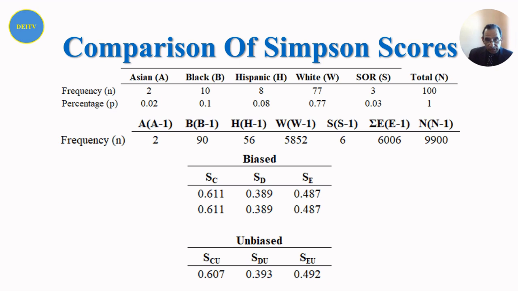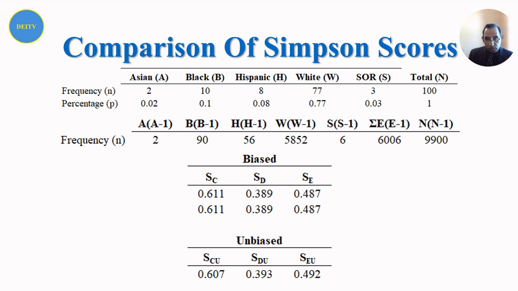The standardized bias score is 0.487, and remember this is calculated by dividing 3.89 by 0.80, so that yields the 0.487. When we apply the formulas for the unbiased scores, we have an unbiased concentration score of 0.607. When we subtract 0.607 from 1, we obtain the unbiased diversity score, which is 0.393. When we divide the 0.393 by the maximum possible score, we get a standardized unbiased score of 0.492.